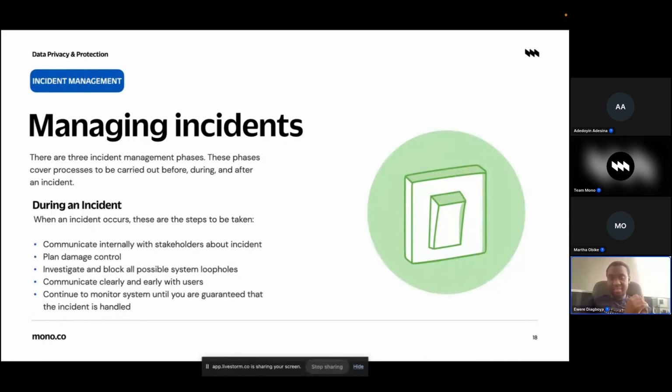And then investigate and block all possible system loopholes. That incident occurred based on a security loophole in the system. How did it happen? Where did it come from? Can we quickly block it? Because if someone is pulling data from a large database, it doesn't happen instantly. It takes time for the person to pull that data. So if you are aware of that incident happening, you could actually block whatever access that person has at that point in time and ensure that that malicious actor does not have access anymore.